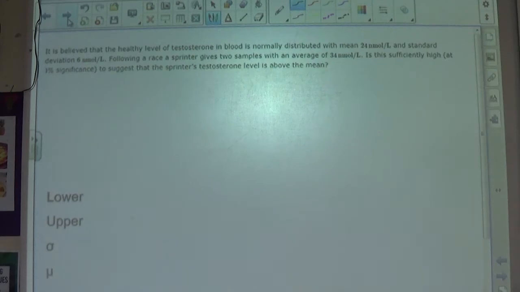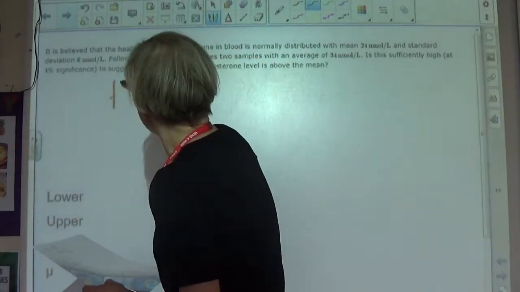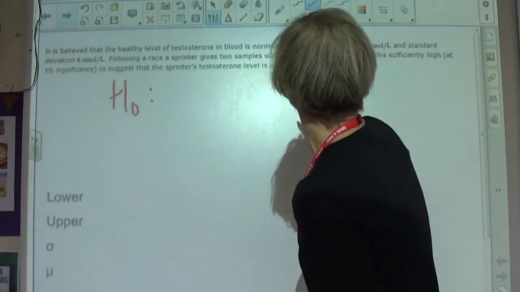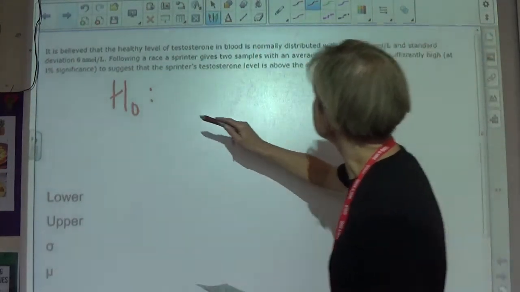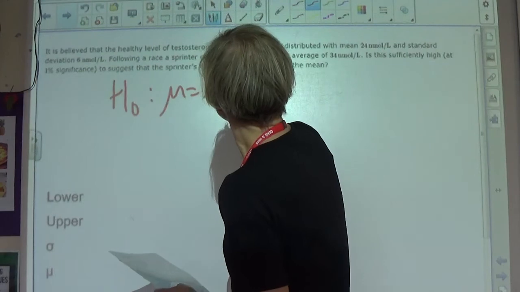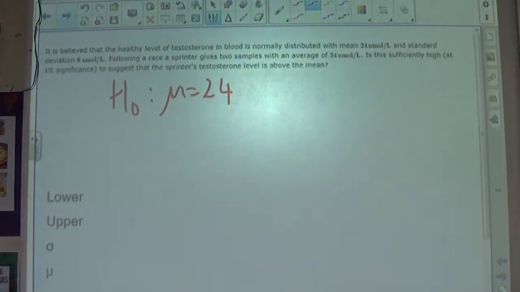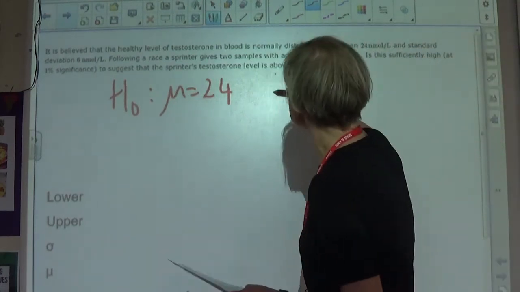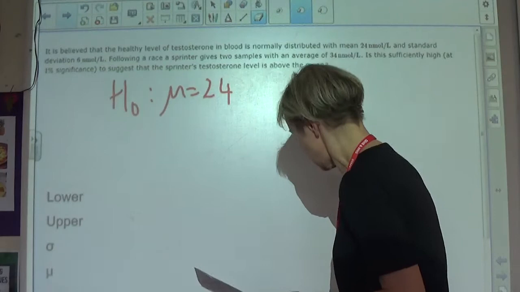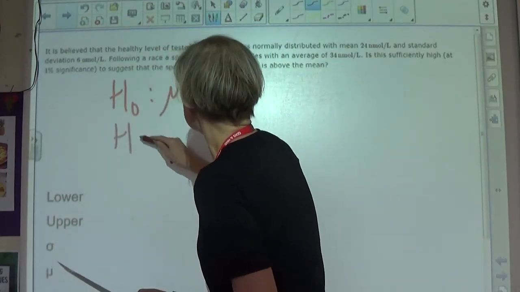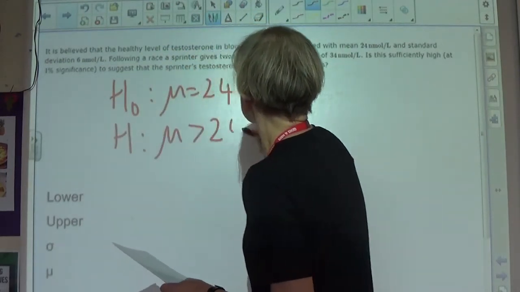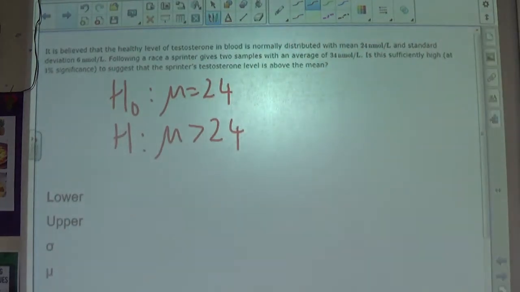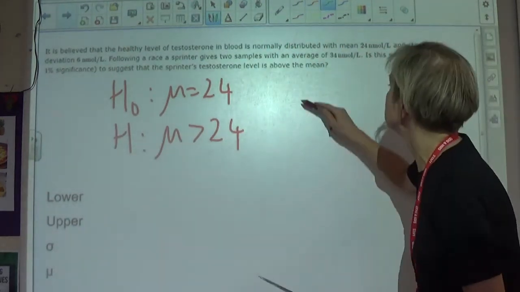So first of all, you'll be asked to construct a null hypothesis, and you can see that you are looking at a population mean of 24. Looking further into the question, you can see that they are testing to see whether this is going to be above the mean. So your alternative, actually I'll put that underneath because that's what we tend to do, is greater than 24. You're now going to look at how the sample means are distributed.